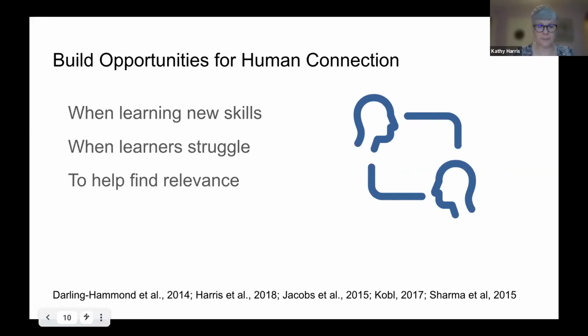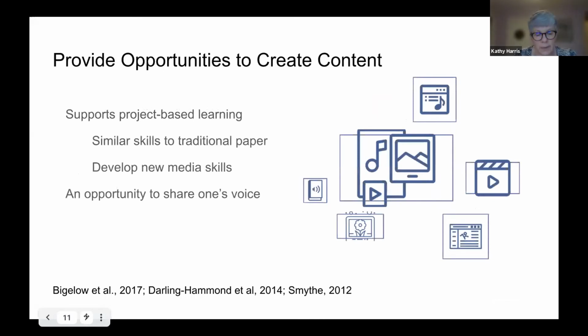And then lastly, providing opportunities to create content is another thing that is very important when building in opportunities to integrate technology to support digital literacies.